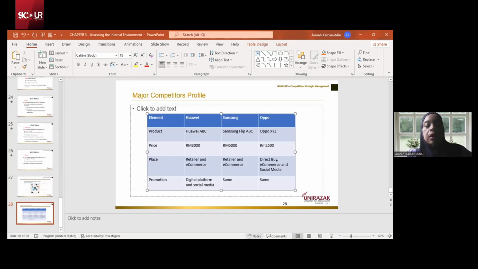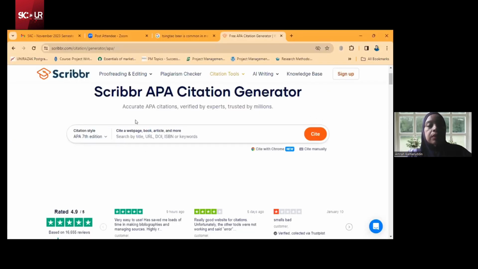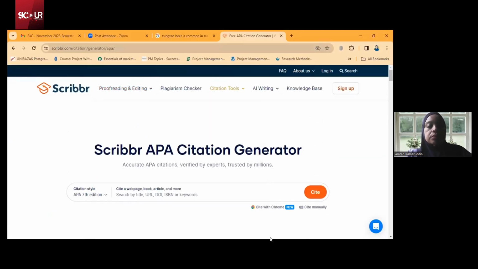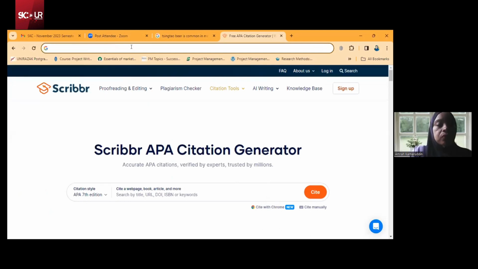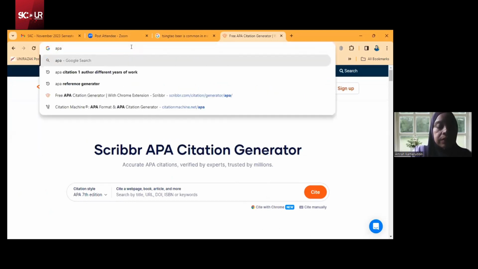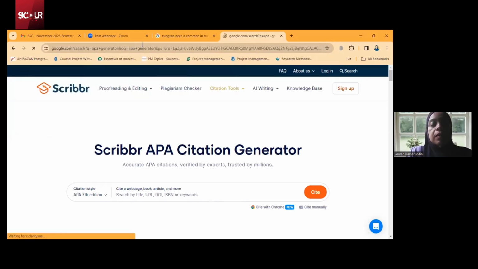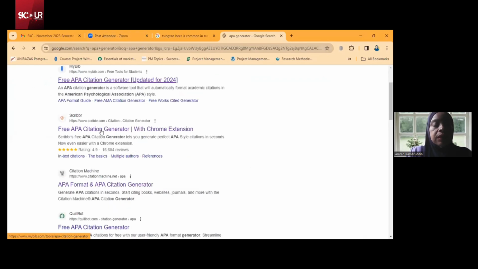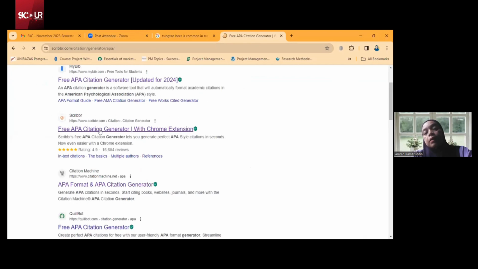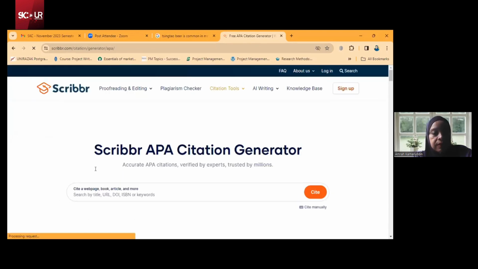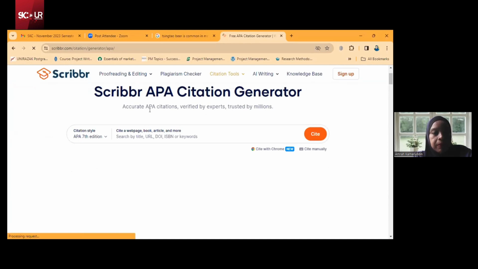Yeah. So you go to Google. You can see you can click to APA generator. Okay. So when you search APA generator, they will have so many. But I will advise you to use this one, Scribbr. Click to here because you can see there's a lot of citation styles here. But this one is APA, American Psychological Association.